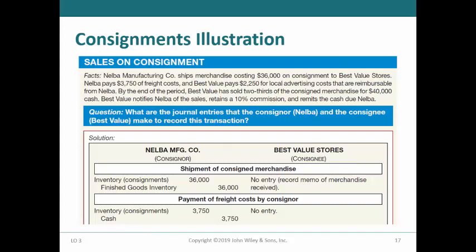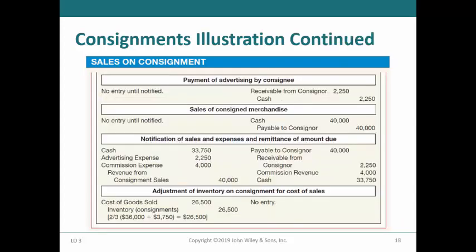Best Value does not record any journal entry for the receipt of the goods, but only a memo of the merchandise received. Best Value would record the cost of the advertising of $2,250 by debiting receivable from consignor and crediting cash for $2,250, and later record the sale of merchandise by debiting cash and crediting payable to consignor for $40,000.